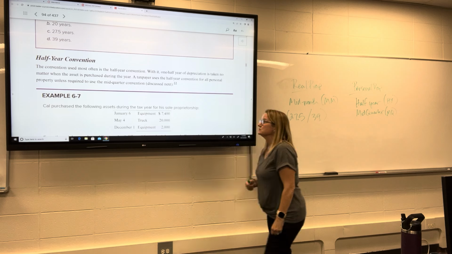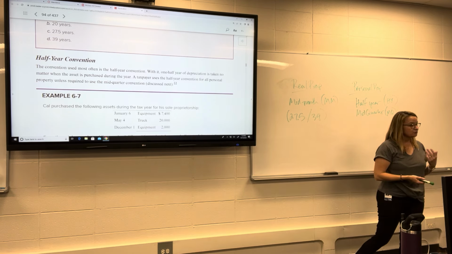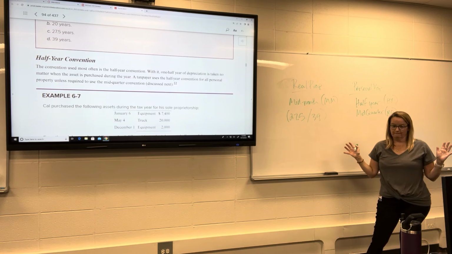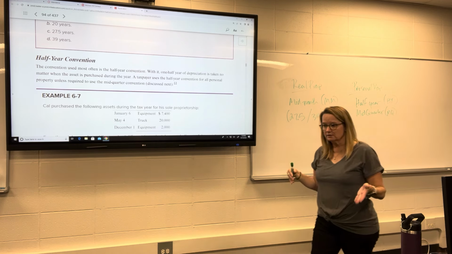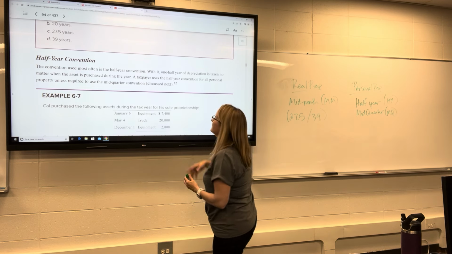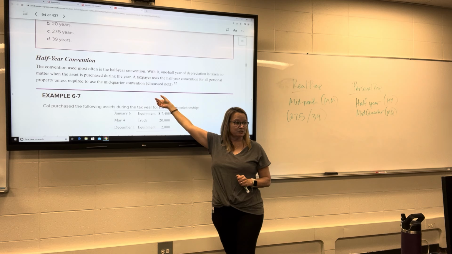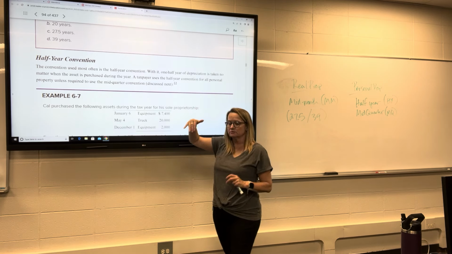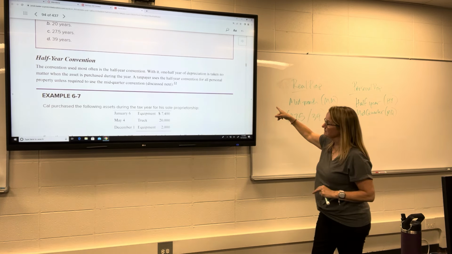This one is used the most often. You start depreciating it on July 1st. Doesn't matter when you purchased it during the year. And this is always going to be the default convention that is used for personal property. We will at times use the mid-quarter convention, but that is only under certain circumstances. So the default convention for personal property would be this half-year convention.